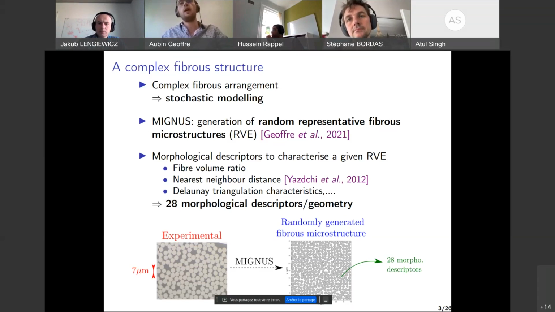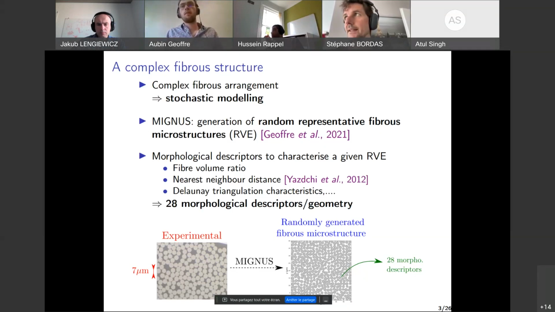But yes, you're right. Maybe, considering the literature, 28 morphological descriptors are actually way more than needed to have a thorough description of the permeability. The idea of the study was just to know which one was the most relevant.